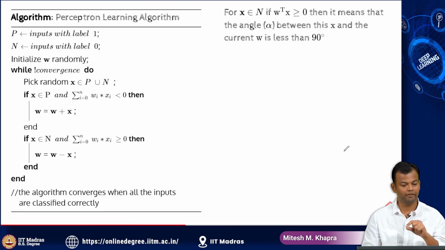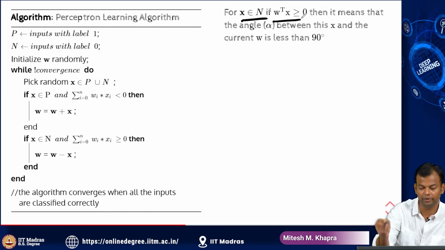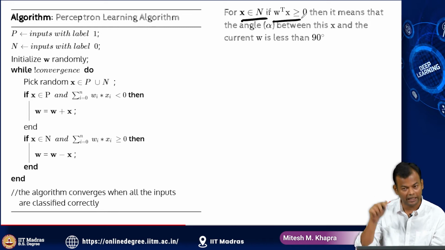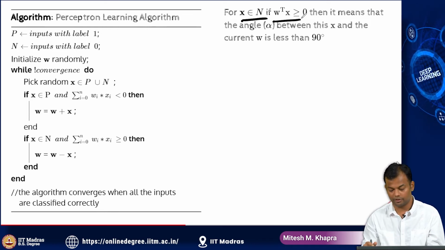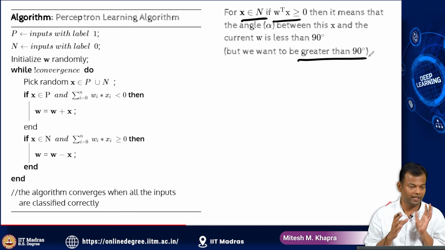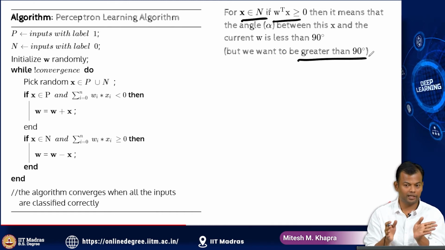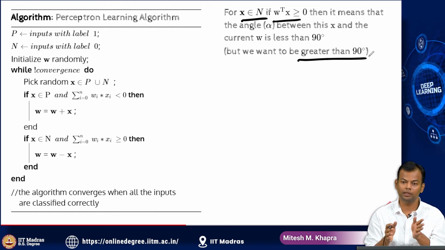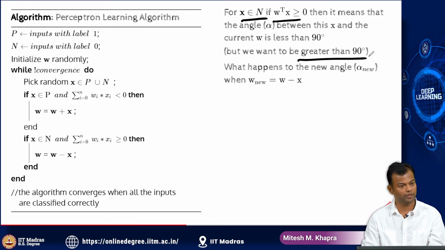If x was a negative point and I was making an error, right? So, if W transpose x was greater than or equal to 0, that means the current angle is less than 90 degrees. But what do I want? I want it to be greater than 90 degrees, right? So, if I look at it one step at a time, whatever the current angle is, I want the new angle to be greater than this angle, right? So, let's see if that happens if I do W new equal to W minus x.